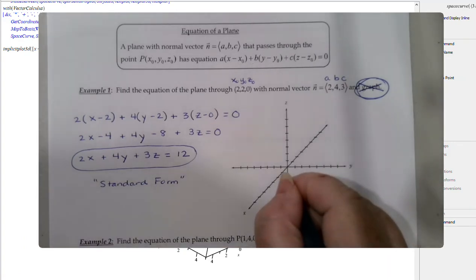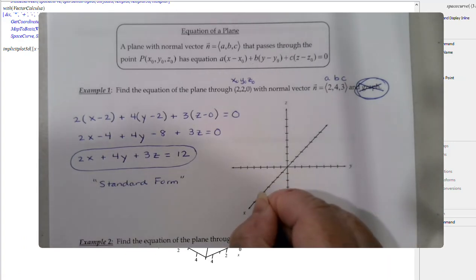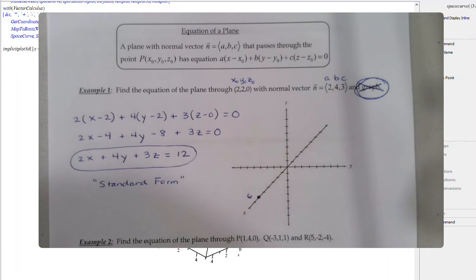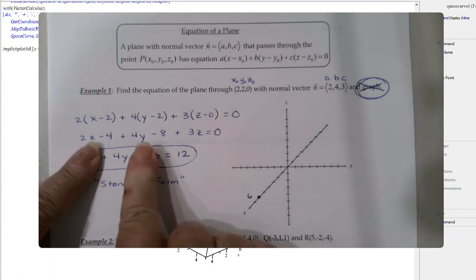So I can put 1, 2, 3, 4, 5, 6 on the x-axis as my x-intercept. Same idea over here on the y-axis. If I want the y-intercept, x and z would both be 0, and it looks like y is going to end up being 3.